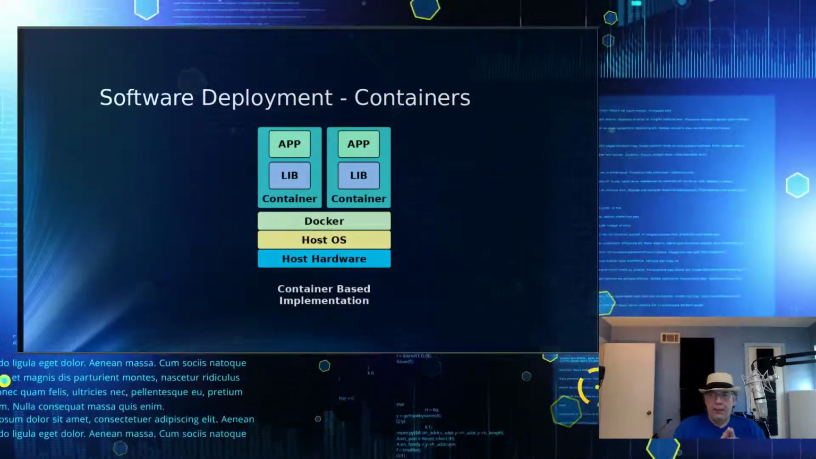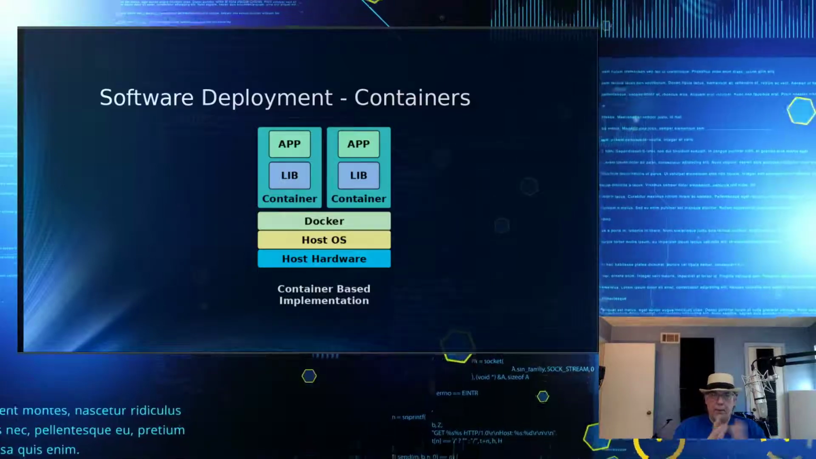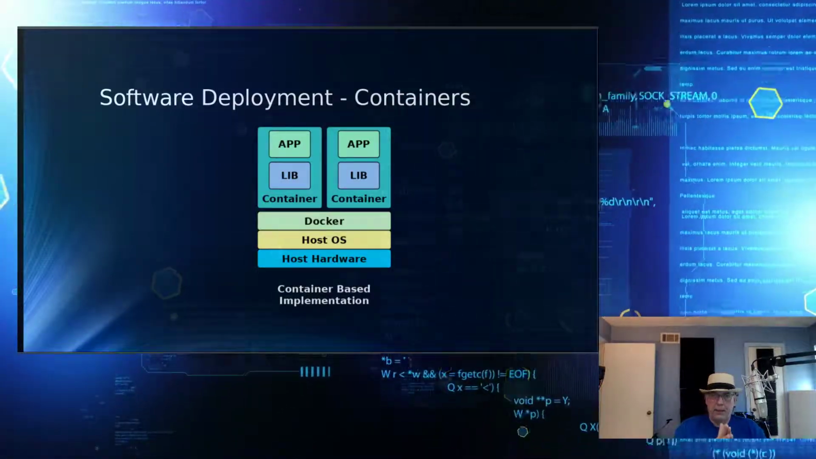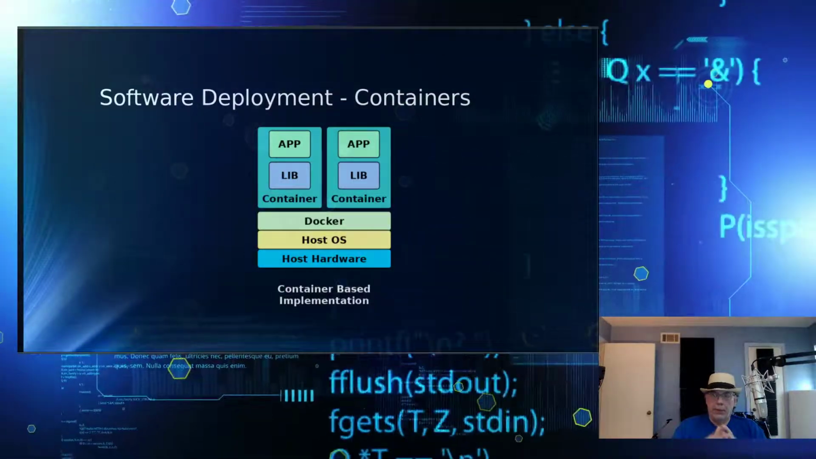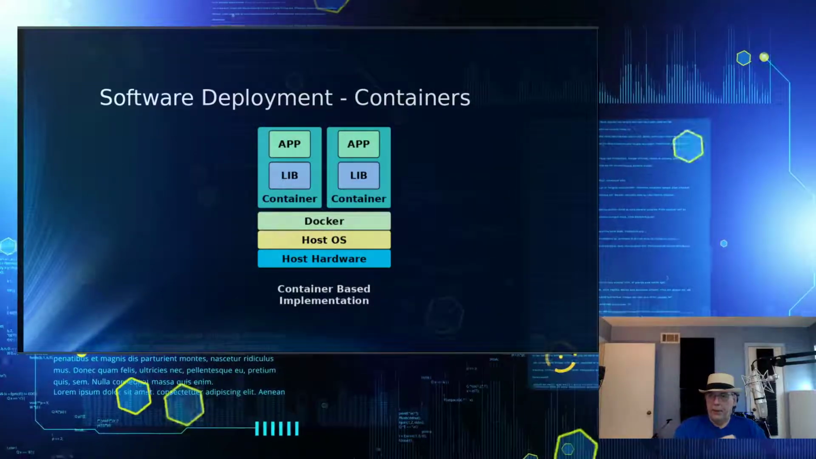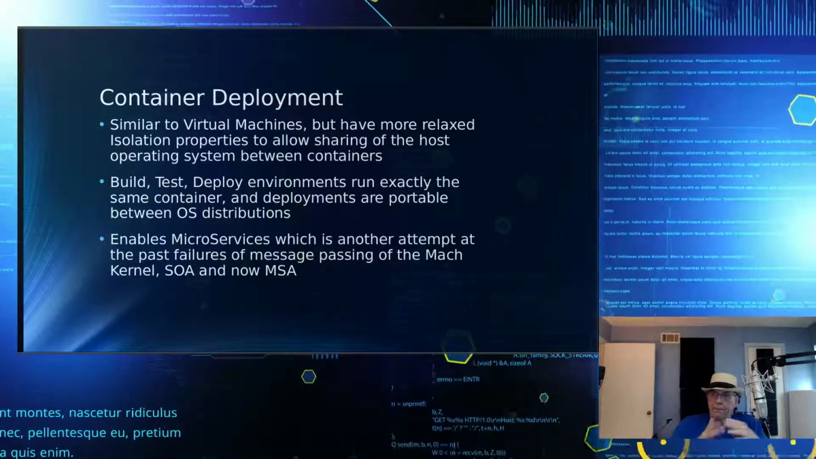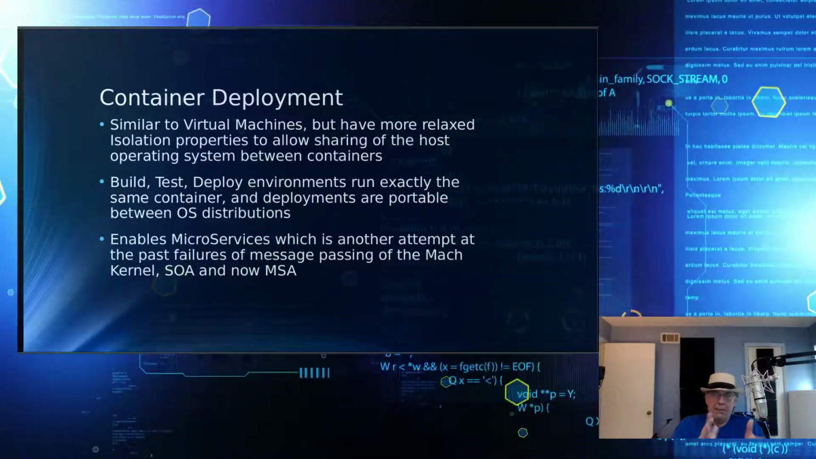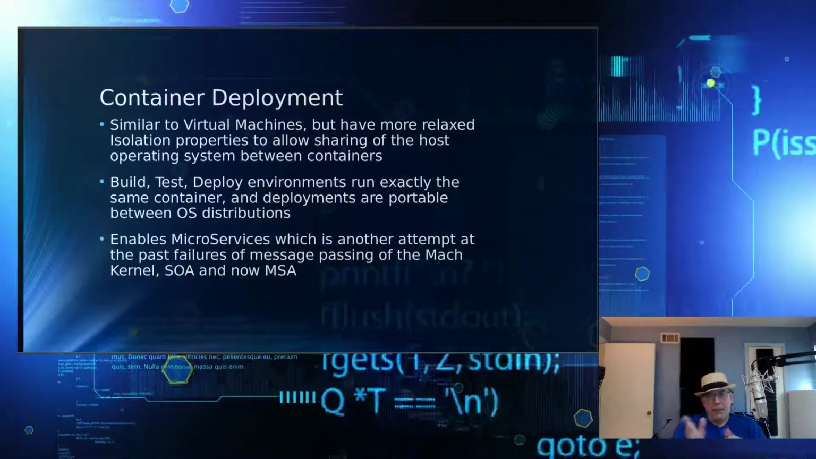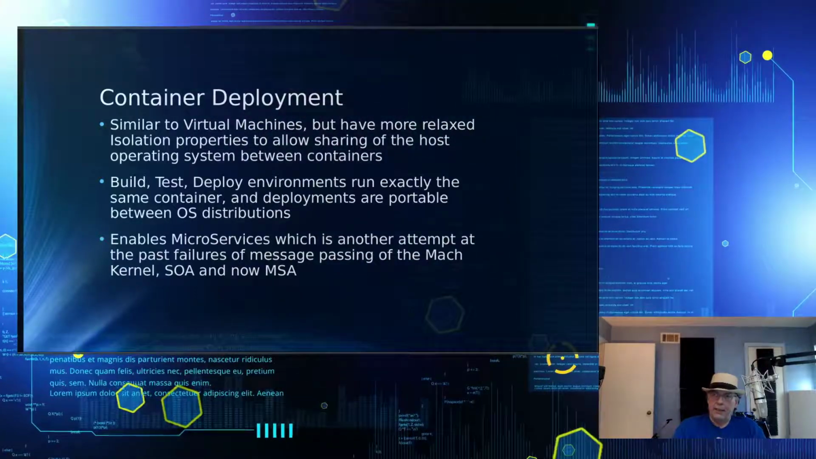You can deploy an operating system with containers. There's a number of them that are out in the Docker Hub, which is the registry where you can pull containers in to install. And so you have that. But even though they're kind of similar to virtual machines, they're a little bit more relaxed as far as the isolation properties.